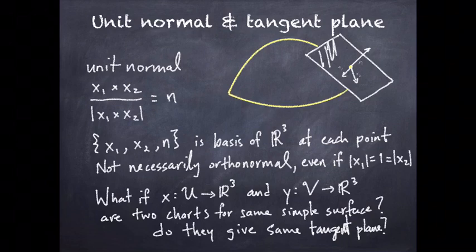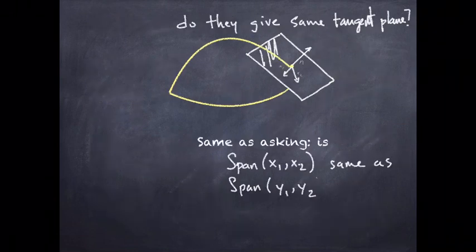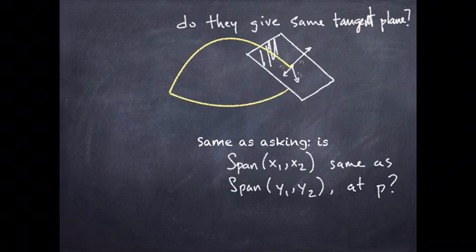Okay, so the way that we're going to try to answer this is we're going to take two charts and check that the span of x1, x2 and the span of y1, y2 are actually the same. So how are we going to determine whether the span of x1 and x2 is the same as the span of y1, y2? We need to discuss how the chart y is related to the chart x.